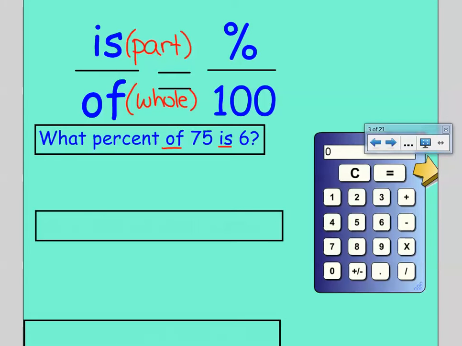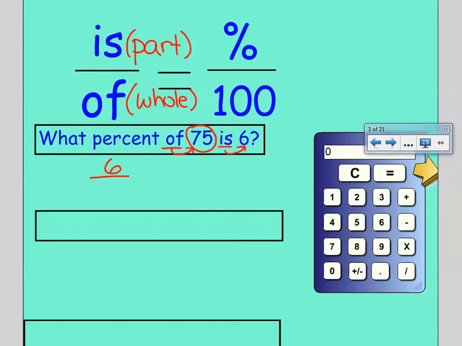If you notice, 75 is kind of tricky because 75 is in between both the words of and is. However, is there any other number next to of? There's not. So of is going to match with the number 75, and is going to match with the number 6. So you're just looking for those keywords and partnering them up. Since I have is in my numerator, is matches with the number 6 because that's what 6 is closest to. So I would substitute in 6 where the word is. Is tells me what number to put in that spot.